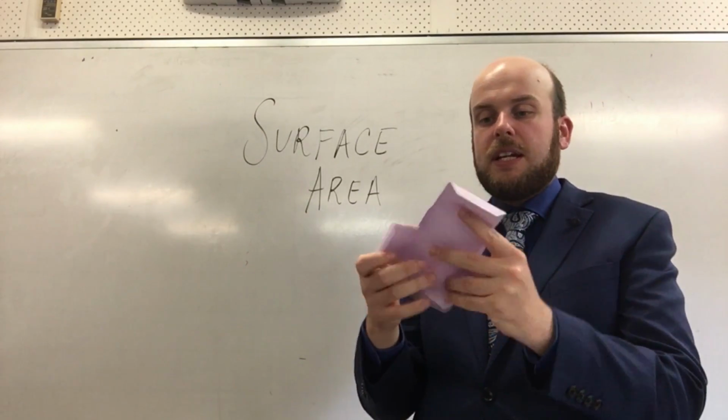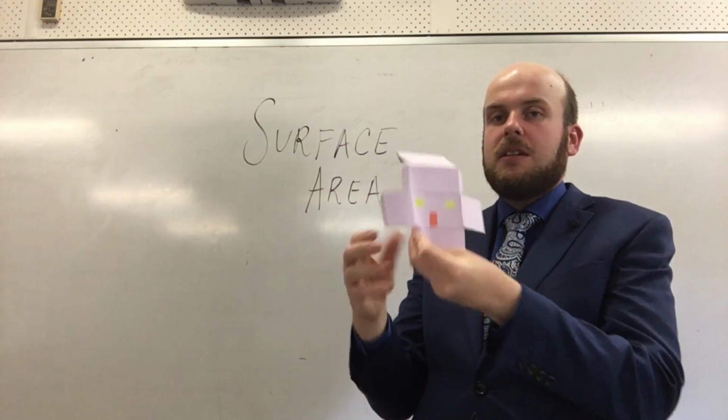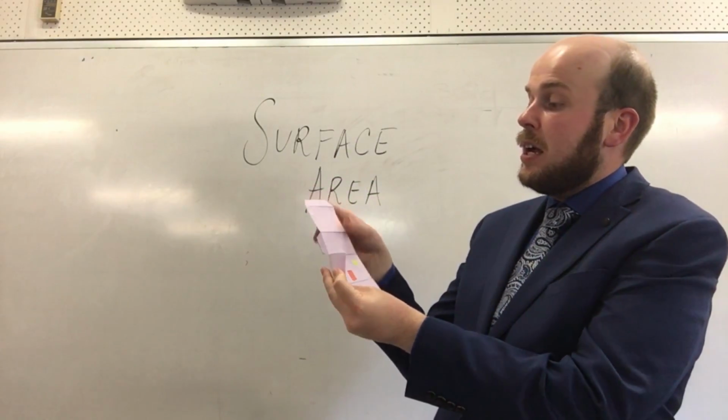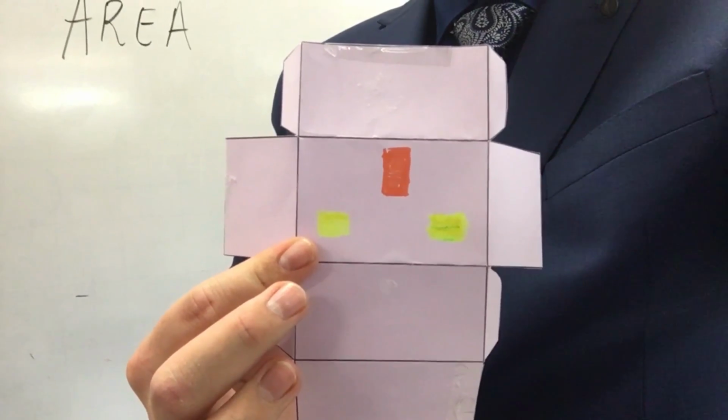So when you build a 3D shape, or in this case a rectangular prism, you can fold it out. You can see here, I was making mine into a pretty little house before. And what you've got is a very lovely folding out shape.